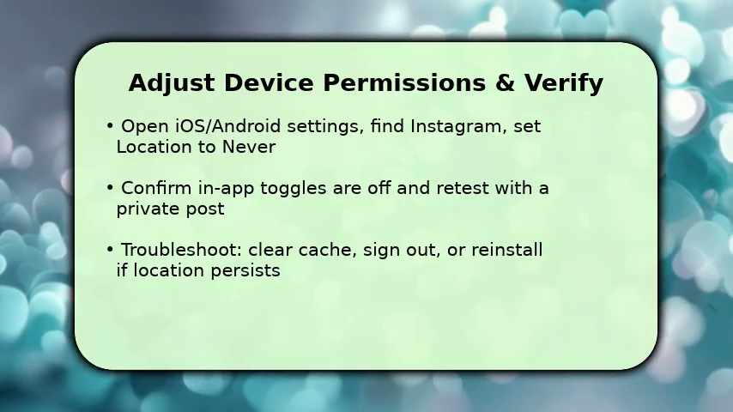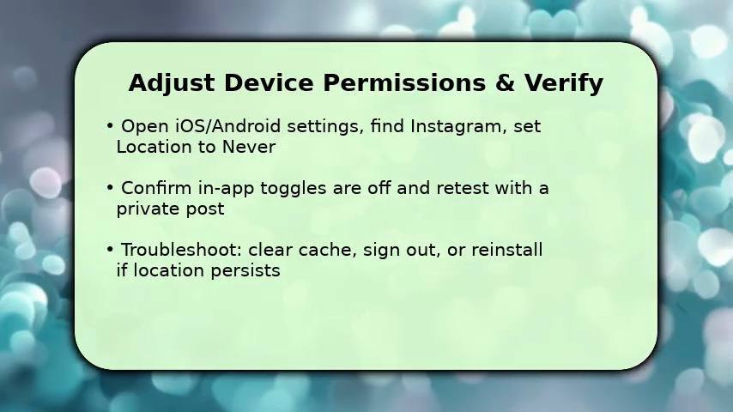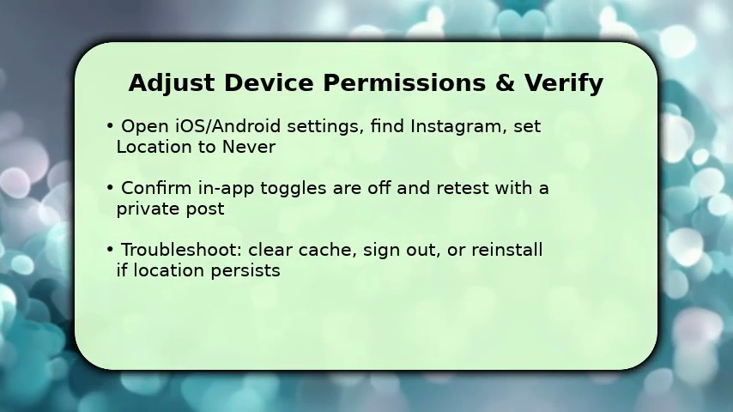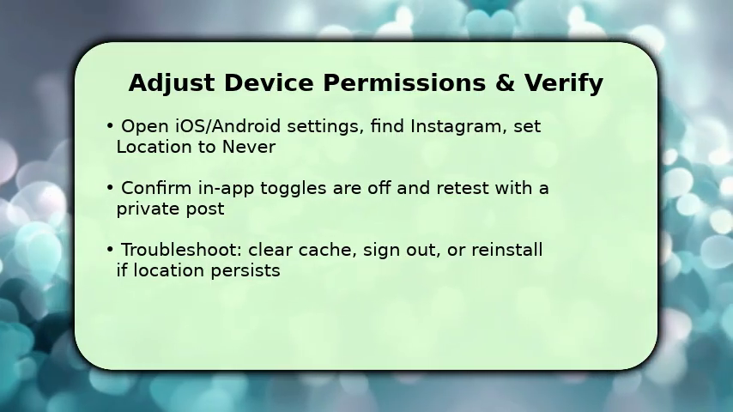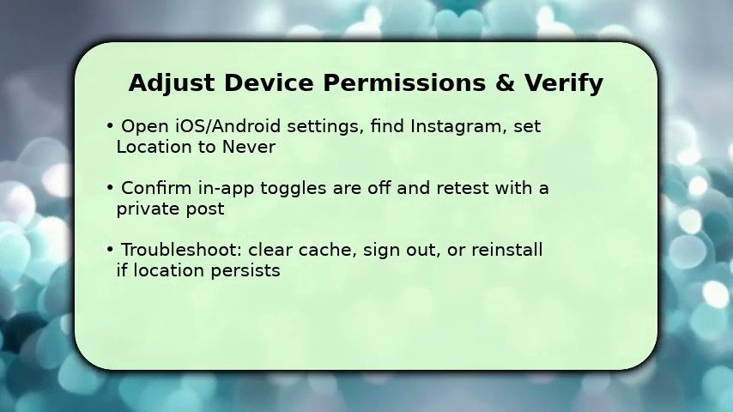If Instagram still shows locations, clear the app cache, sign out and back in, or reinstall the app. These steps resolve lingering permission caches or sync issues.